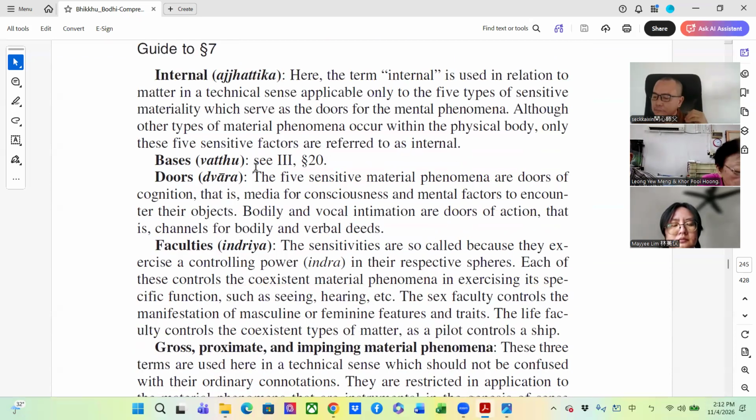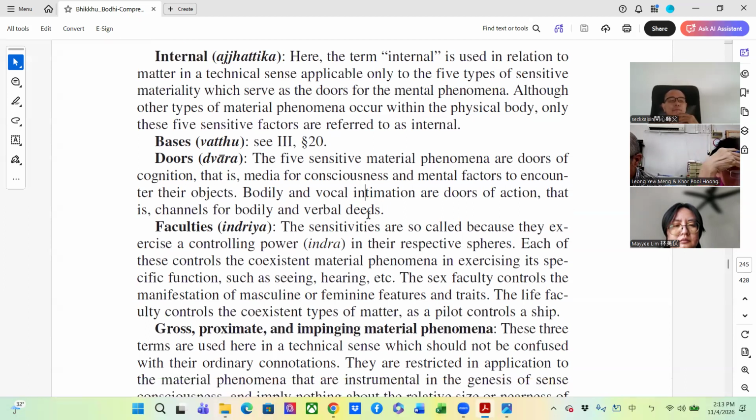Internal. Here the term internal is used in relation to matter in a technical sense, applicable only to the five types of sensitive materiality, which serve as the doors for the mental phenomena. Although other types of material phenomena occur within the physical body, only the five sensitive factors are referred to as internal. Base, doors. The five sensitive material phenomena are doors of cognition, that is, media for consciousness and mental factors to encounter their objects.